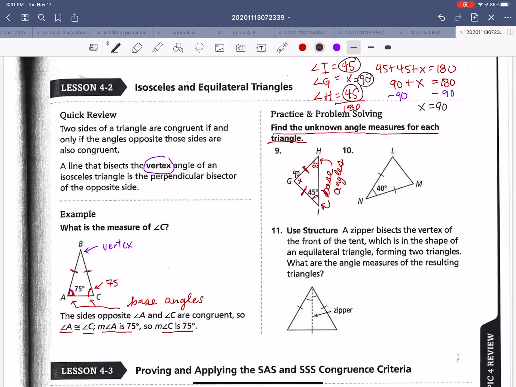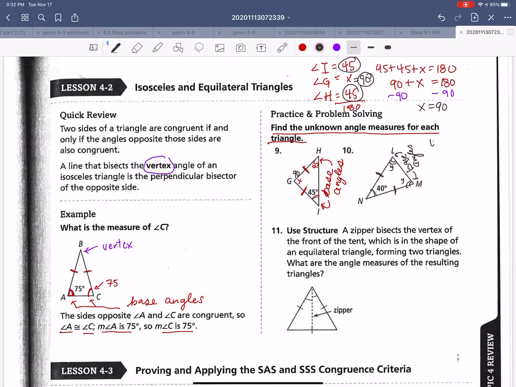Now looking at question number 10, I identify that these sides are equal, therefore these angles would be equal because this has to be my base. So I'm just going to twist my paper a little bit, which means these are my base angles. Make sense? Okay, so I don't know what those are. I'm just going to call them Y because I don't know what they are, right? I already used the letter X for that other one.